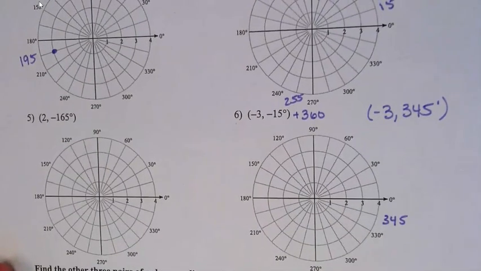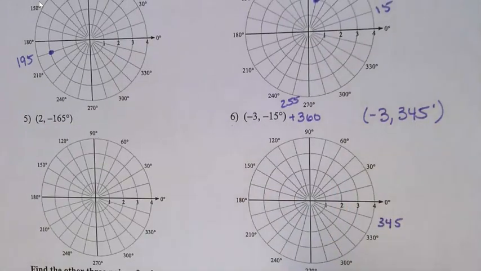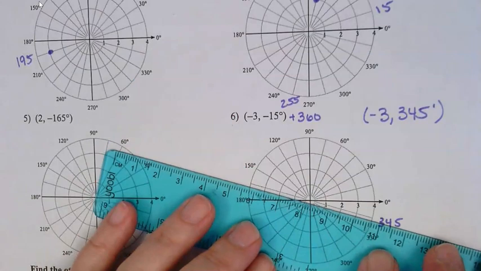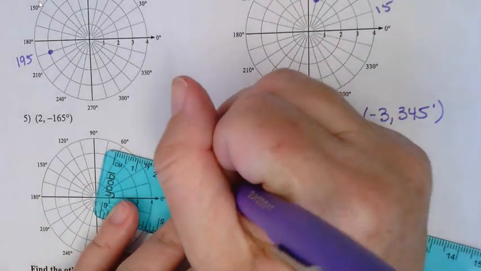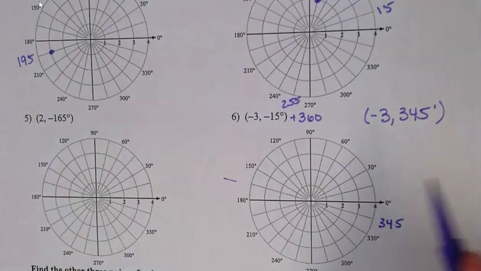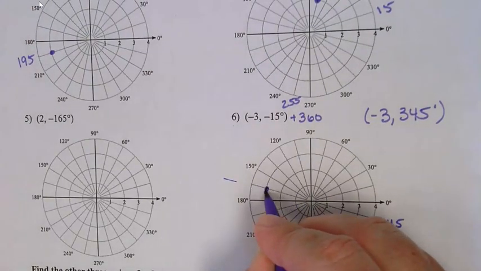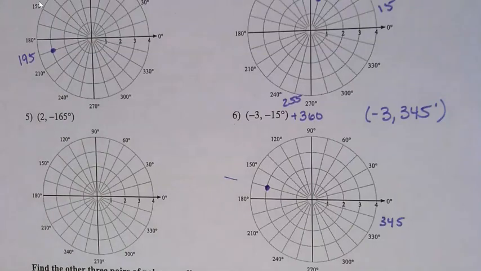So here is 345. Sorry. But you notice this is negative, so we have to go across from. Okay, so here's across from. And so now count 3 in that direction. 1, 2. Okay.